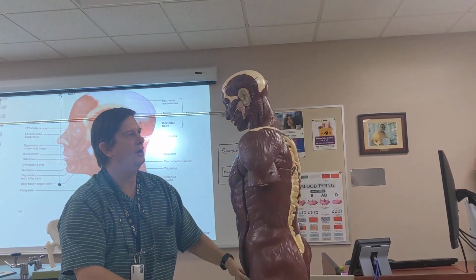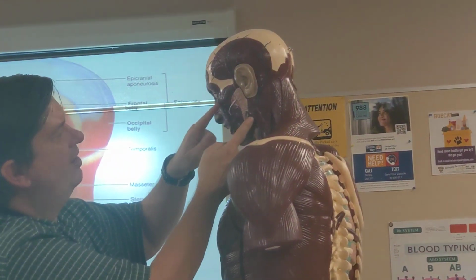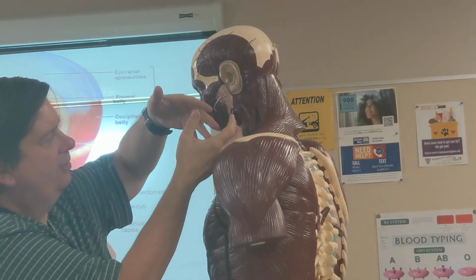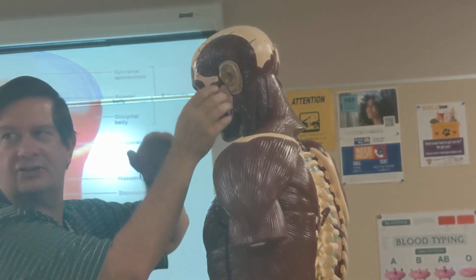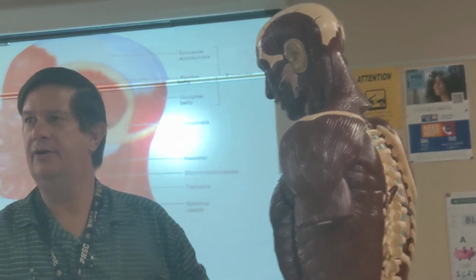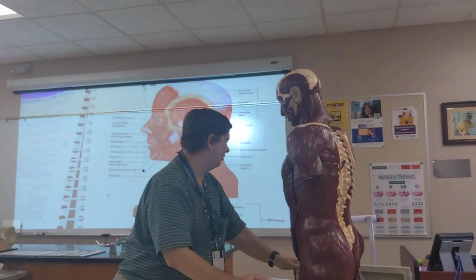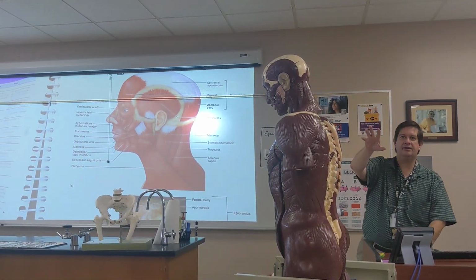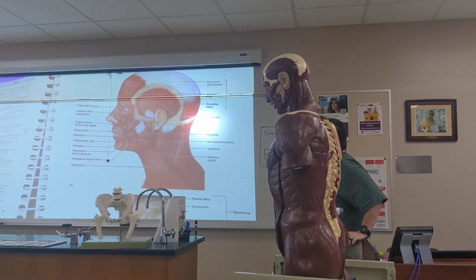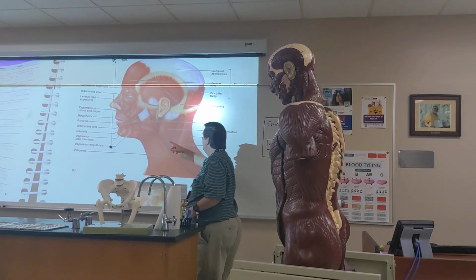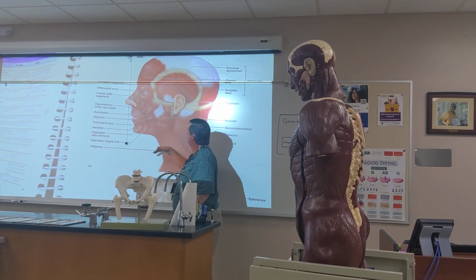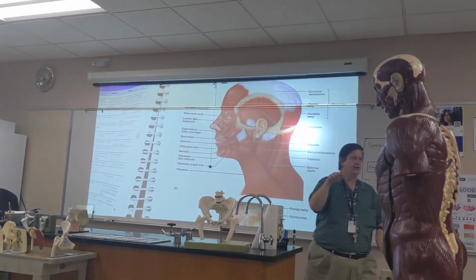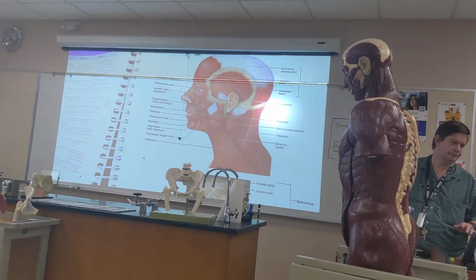The next one on our list is the masseter, the main muscle of mastication, a fancy word for chewing. It's the one going from here to here. When that contracts, it brings the jaw up. There's no retraction, there's just elevation. It brings the teeth together for chewing.